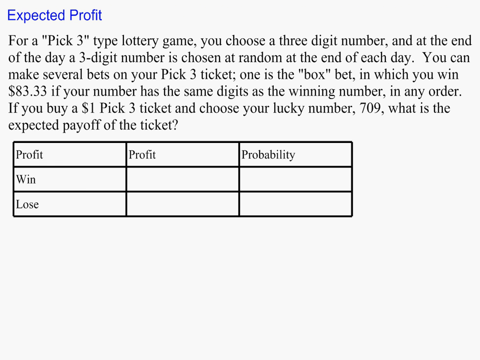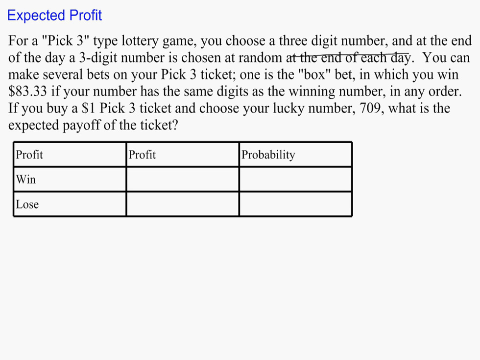Okay, this example problem is about a lottery for a pick three type lottery game. So it explains what it is. You choose a 3-digit number. At the end of the day, a 3-digit number is chosen at random. You can make several bets on a pick three ticket, and this describes one of them, the box bet, in which you win $83.33 if your number has the same digits as the winning number in any order.